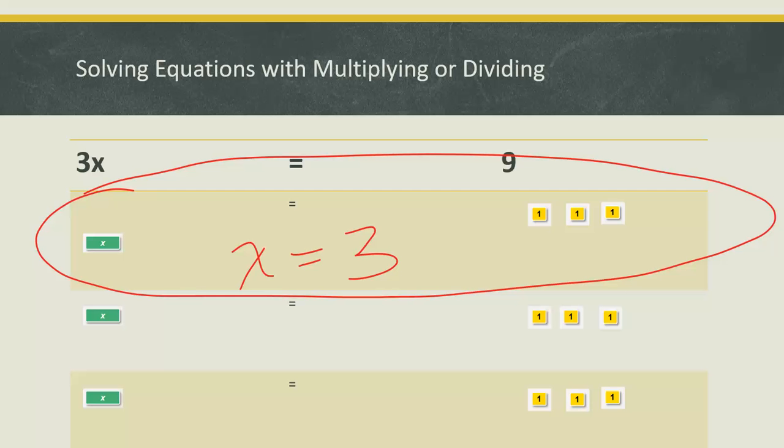Again, we can check this. So we have 3x equals 9. So let's check. 3 times x should be 9. Well, 3 times 3 does in fact equal 9. So my solution is correct.